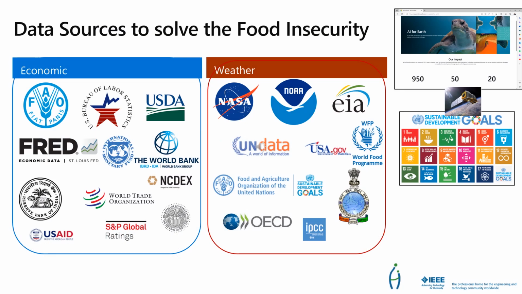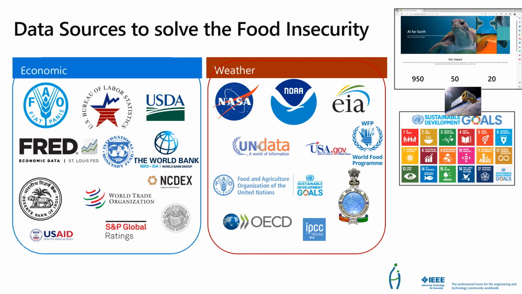To enhance food security and solve food insecurity issues, we have applied data sources across three major segments. On economic data sources, we have used standard, very well-known sources that include FAO, the United Nations Food and Agriculture Organization, the US Bureau of Labor Statistics, the United States Department of Agriculture, and FRED data sources. We use IMF, International Monetary Fund data sources. We use World Bank data sources. We use World Trade Organization data sources. Additionally, we have used USAID and S&P Global Ratings to capture the macroeconomic shifts affecting food security.